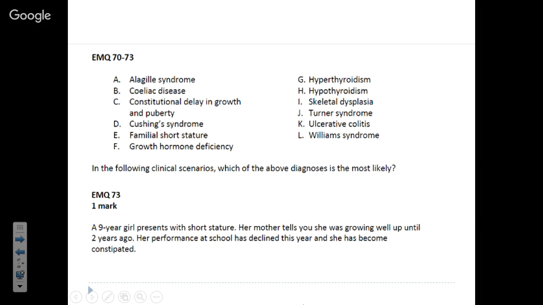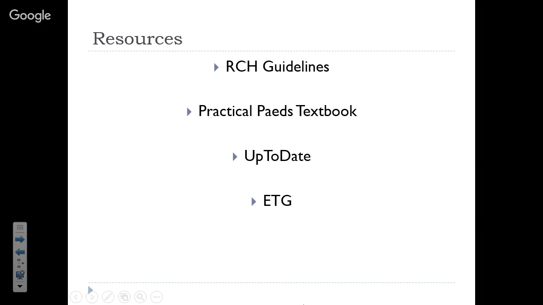Perfect. 9-year-old girl presents with short stature. Mother tells you she was growing well up until 2 years ago. Performance at school has dropped and she's become constipated. Yep, so constipation, poor performance at school, probably there's not much there in the stem, but those two will be classic hypothyroid symptoms in a kid. So that's hypothyroidism. And I think that's it.